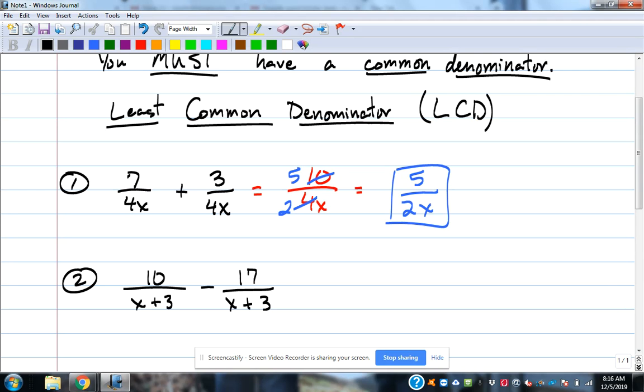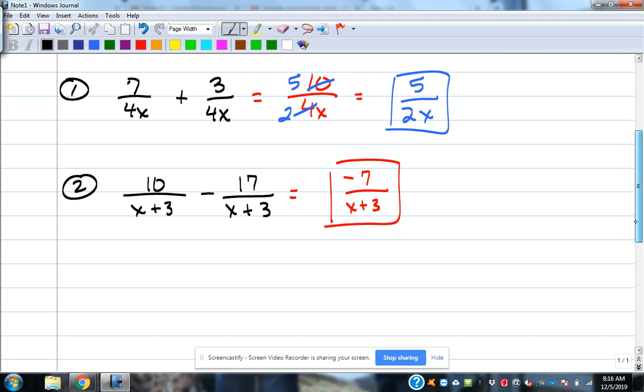All right, so is the denominator already the same? Yeah, it's perfectly the same. It's x plus 3 and x plus 3, so that's the same. So what do we do with the numerators? Subtract them this time. So 10 minus 17 is -7, over x plus 3. Does that simplify in any way, shape, or form? No. So if it would just stay this easy.